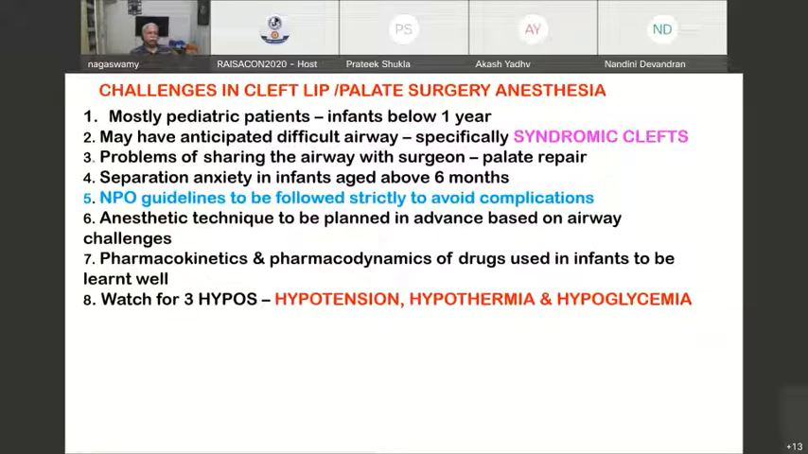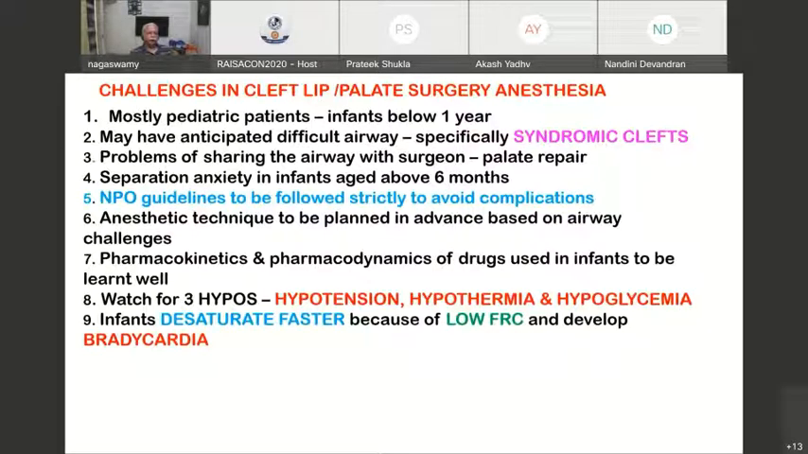Watch for 3 hypos: hypotension, hypothermia, and hypoglycemia. Infants desaturate faster because of the low FRC and develop bradycardia, unlike adults who develop tachycardia. So bradycardic arrest because of desaturation and hypoxemia is very common, especially in children less than 1 year old. So you have to be very careful in maintaining the oxygenation.